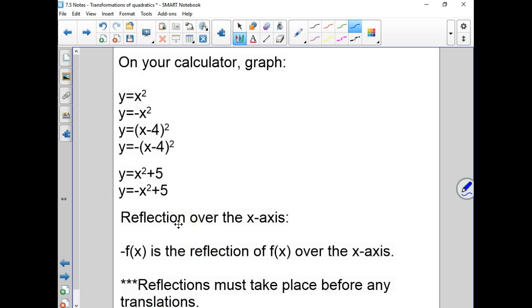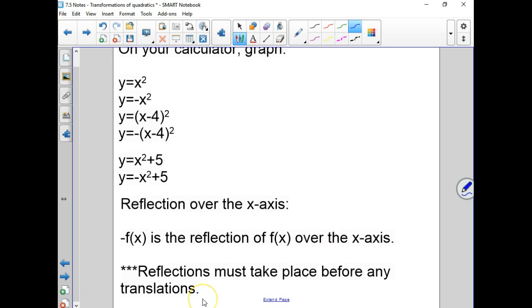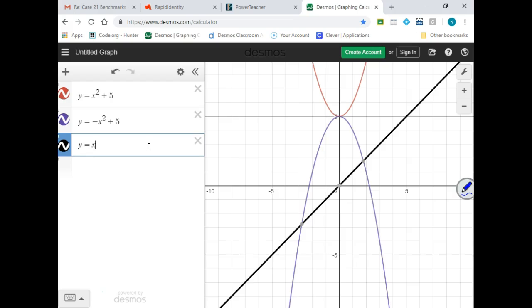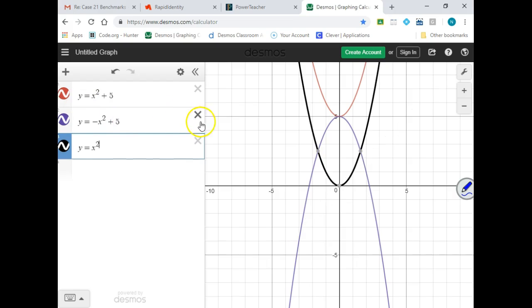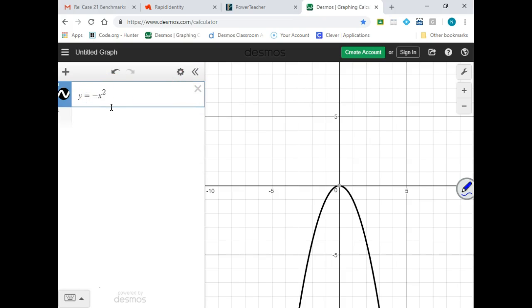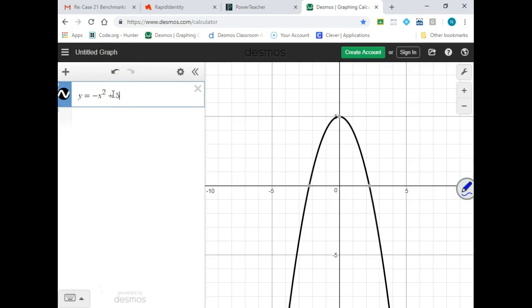So let's talk about this in general. A reflection over the x-axis, if we have a negative out front of the function, is going to reflect that graph over the x-axis. Reflections take place before any translation, so that's why, looking at this graph, what happened here is we started with y equals x squared. We flipped it over first, and then we moved it up 5 by putting that plus 5 on the end.